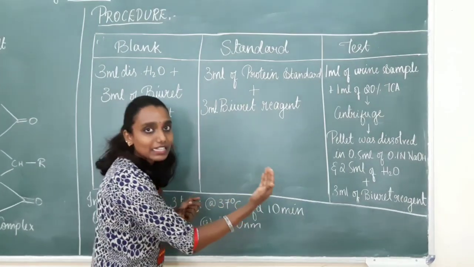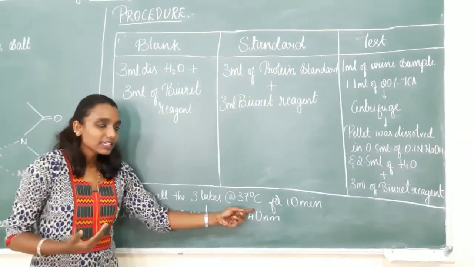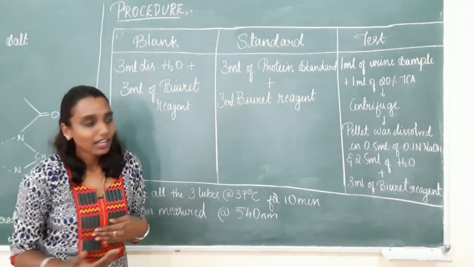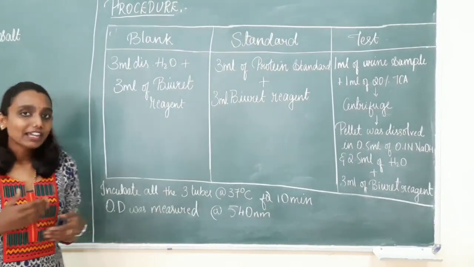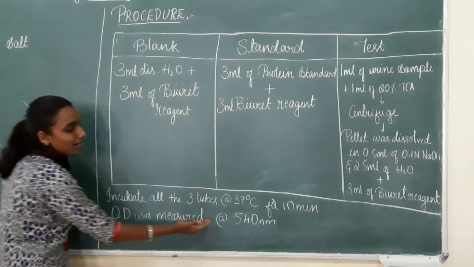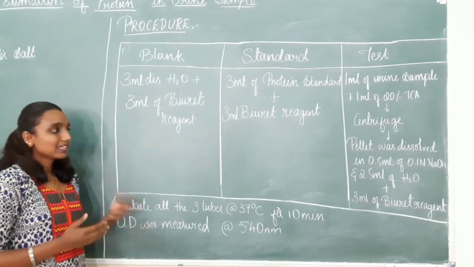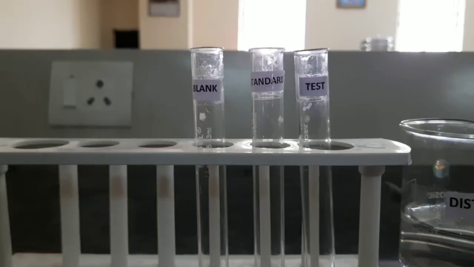Now all the 3 test tubes have to be incubated at 37 degrees Celsius for 10 minutes. During this incubation period, the protein is going to react with the biuret reagent and it is going to give us a purple colored complex, which will be measured at 540 nanometer using a colorimeter. So this is our principle. So let us move on to the performance.